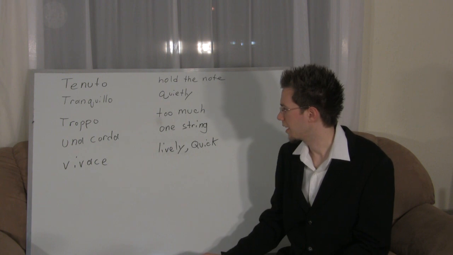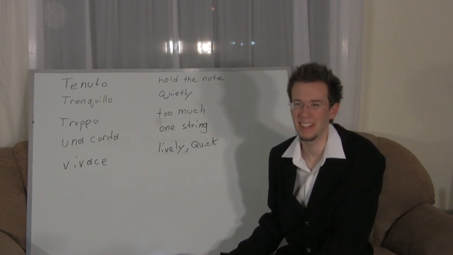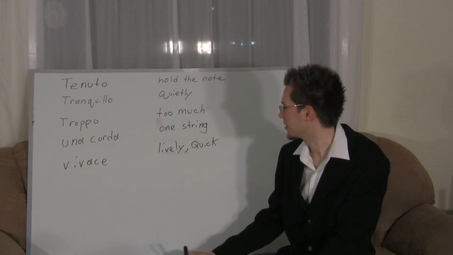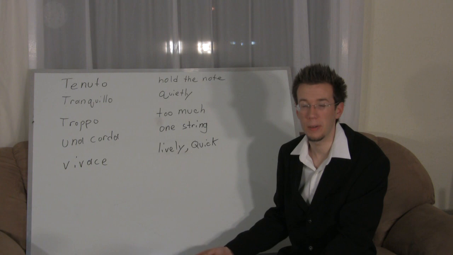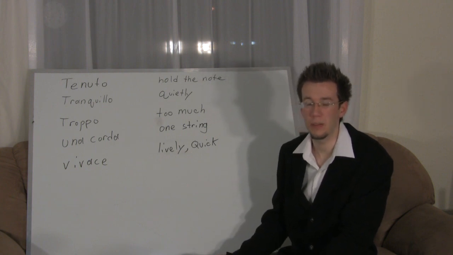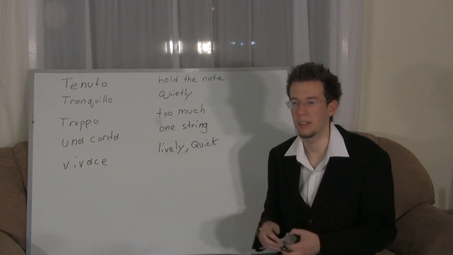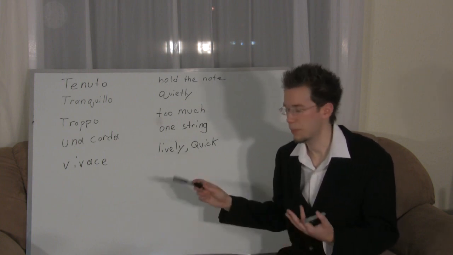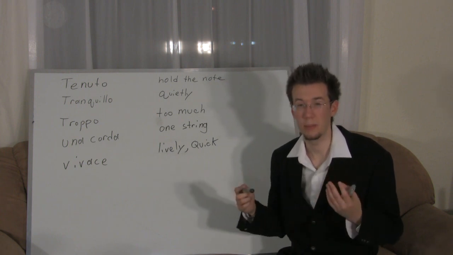And the last one, vivace, and I think I'm pronouncing that one wrong. I can't remember how to pronounce this. That's just how I learned to pronounce it. It means lively or quick. Generally, this is a tempo term. You see it at the beginning of a piece, just like allegro. It tells you to play quick and lively, so it's a fast tempo. If you see vivace, you're going to be playing pretty quick.